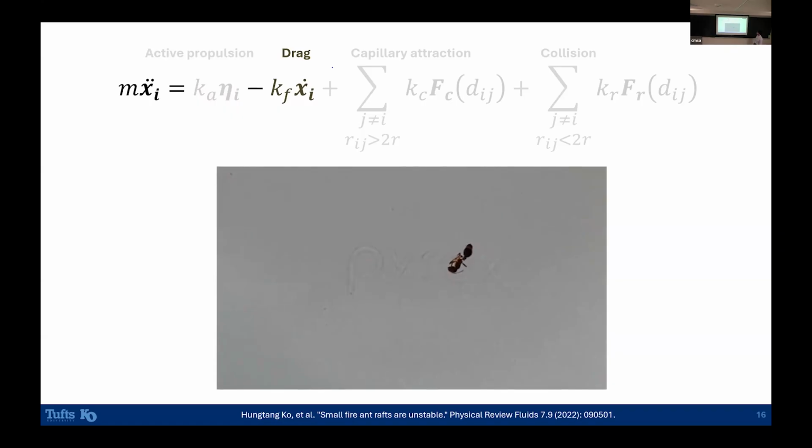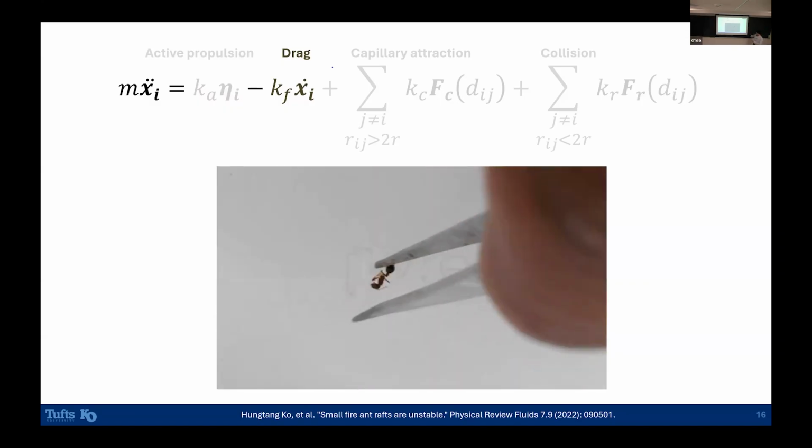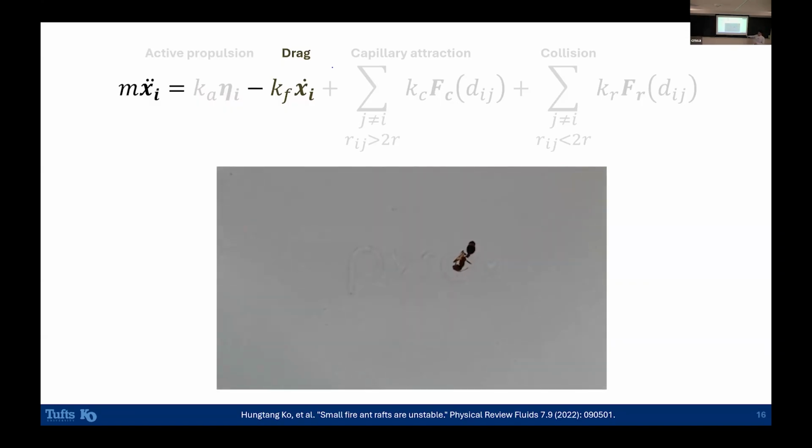You can also do experiments with a dead ant. So effectively, you also mute out the activity term, and all you get is the drag term. This is a macroscopic system, so if you push the ant, it's going to coast a little until it comes to a complete stop. And you can use the time scale to get an estimate of the drag coefficient.